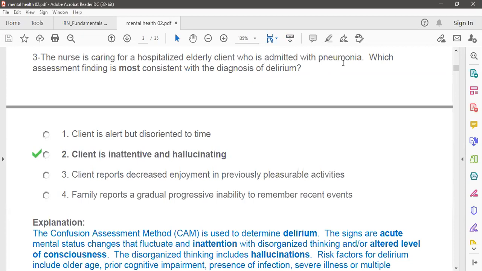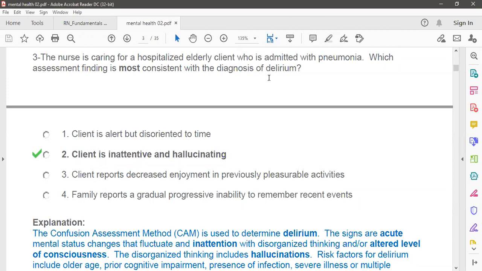Also, dementia is common if the patient has a brain injury. This patient does not have any brain injury, at least the question does not mention it. Dementia is also common in Parkinson's disease, but this question is not about Parkinson's. And dementia is progressive. The family first identifies the forgetfulness, and everybody knows dementia is irreversible. But this question is not about dementia, it is delirium.